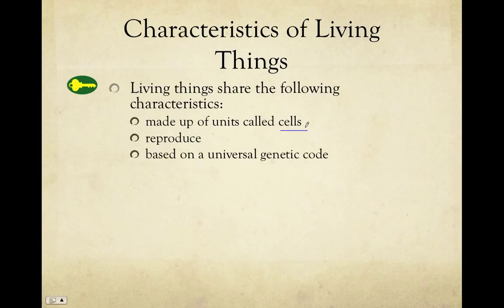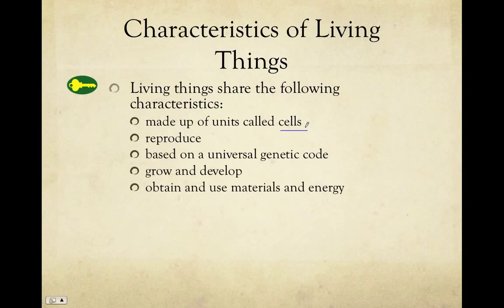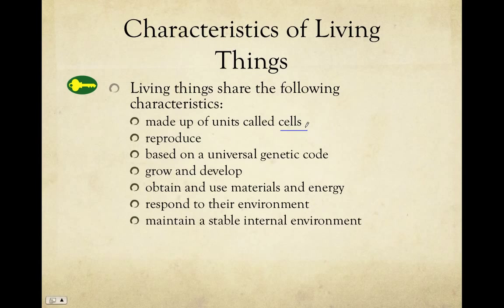Living things reproduce. They're based on a universal genetic code, DNA. They grow and develop. They obtain and use materials and energy. They respond to their environment. They maintain a stable internal environment, and they change over time. And so you can use this list in order to check whether something's a living thing or not.